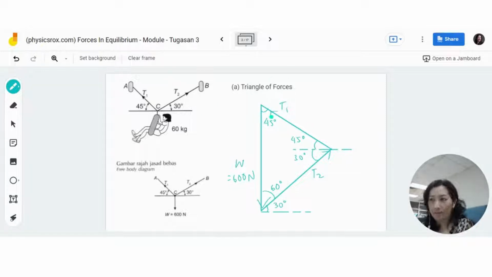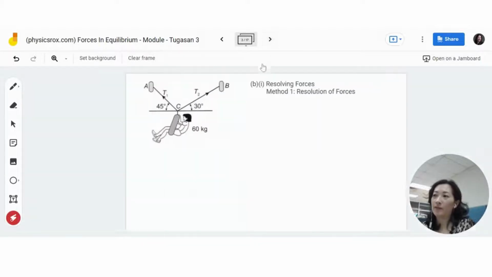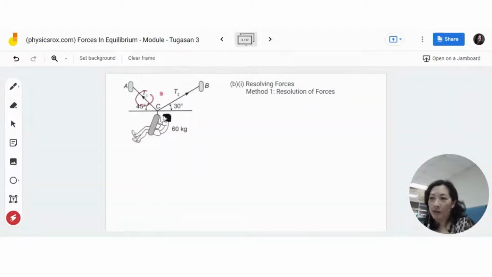Now, to resolve the forces, actually it's to solve the forces. In the question it wrote resolving forces, but what we actually want to do is find the value of T1 and T2. So now to find the value of T1 and T2, there are two methods. You can use the resolution of forces method, or you can use the triangle of forces method. If you're not familiar with both methods, I suggest that you watch my video first, which the link is provided there, on how to use these two methods to solve forces and equilibrium problems.